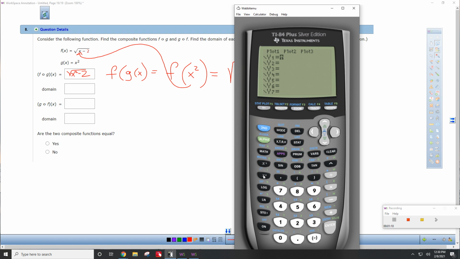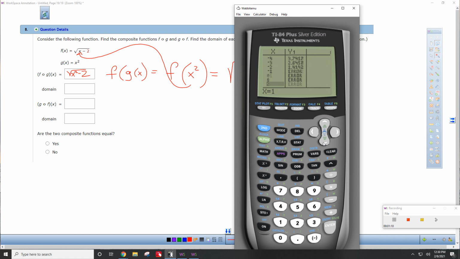So y is radical x squared minus 2. So we definitely have a strange thing going on in the center. Let's take a look at our table. Oh, so we have errors going on anywhere.